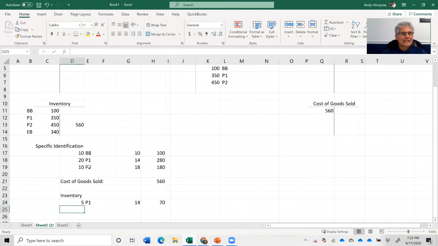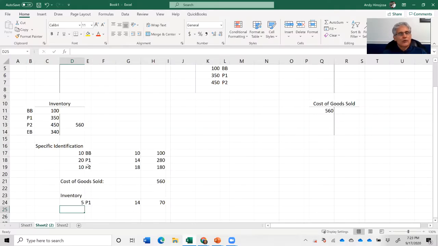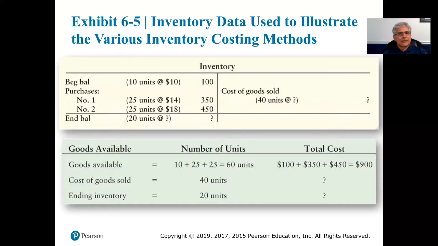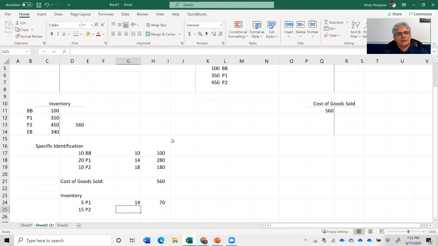We sold 10 of the items that were purchased in P2. There were 25 units purchased in P2 for $18, so we sold 10 of them. That leaves us 15. The 15 that are remaining were purchased at $18 each. So the price is $18.